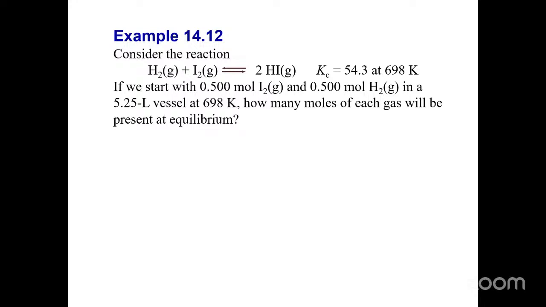Now, first thing I would do is write down the Kc expression. Let me write it up here. Kc, based on this equation, would be equal to the concentration of HI squared divided by the concentration of H2 times the concentration of I2. And that would be equal to 54.3. All right, so I'm going to start out with that. I'm going to rewrite the equation down here, and I'm going to set up an ICE table like what we did before, but there will be some differences because of the nature of this question.